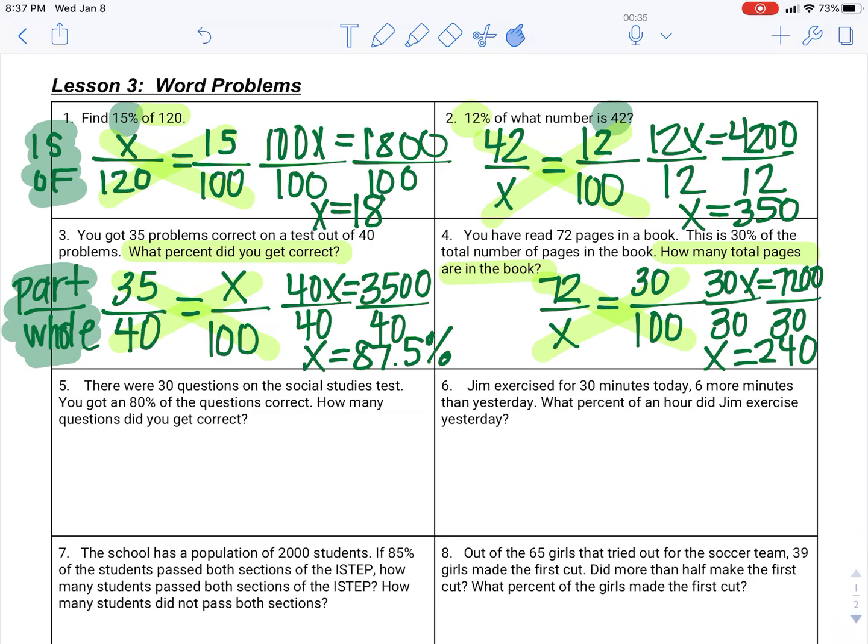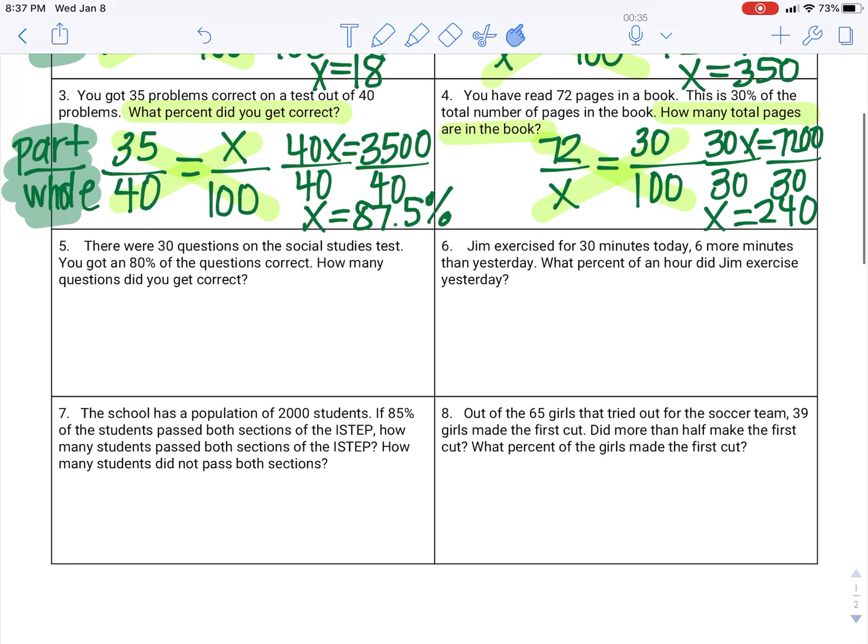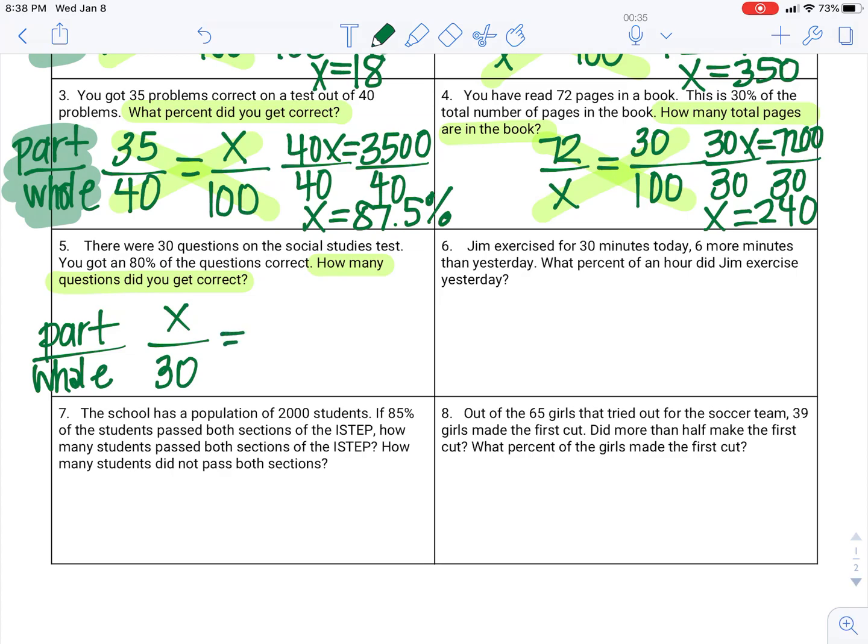All right, taking a look at number 5. There were 30 questions on the social studies test. You got 80% of those questions correct. How many questions did you get correct? So in this case, we want to know the part, or what you actually did get correct. So if we write back on this box, the part over the whole, you don't know what you got correct, but you do know there were 30 questions on the test, and you know you got an 80 out of 100.